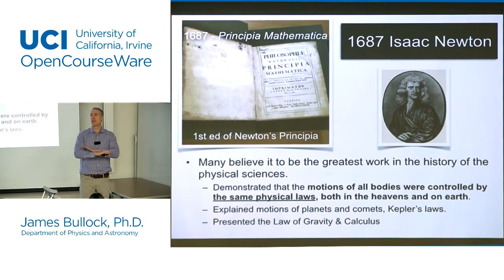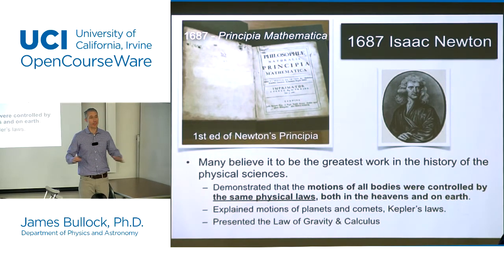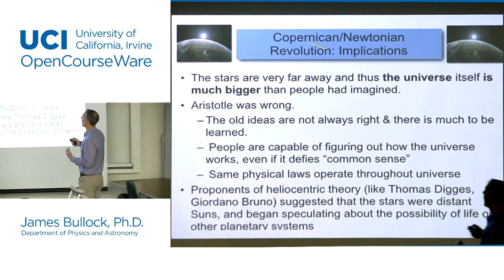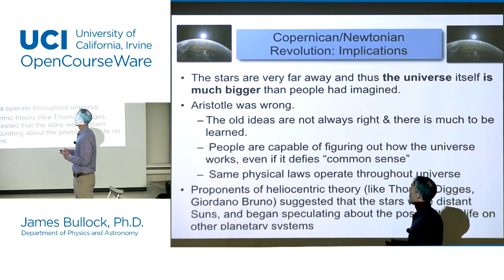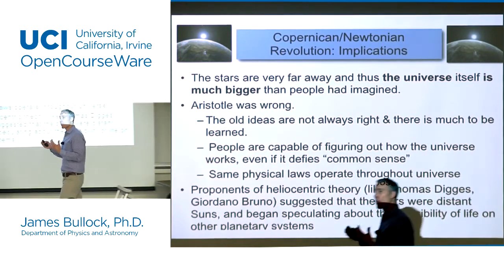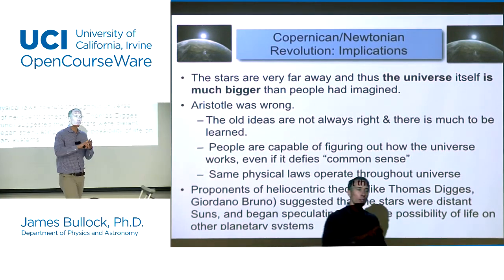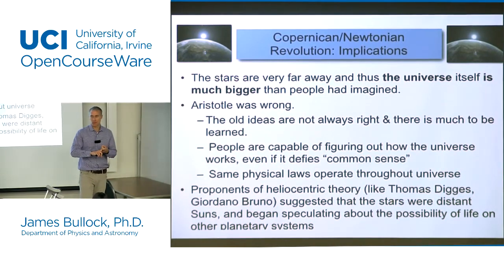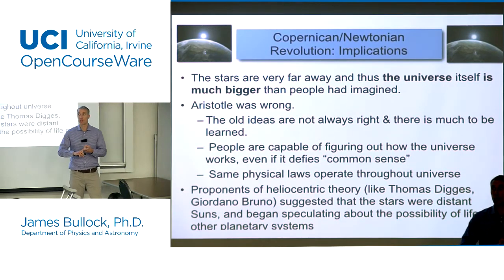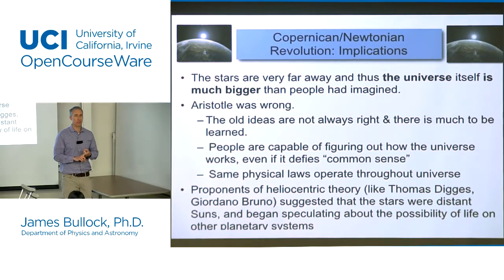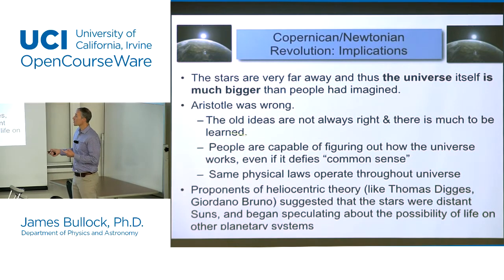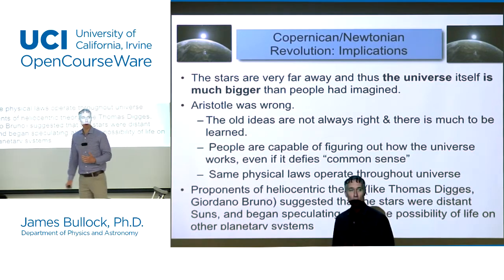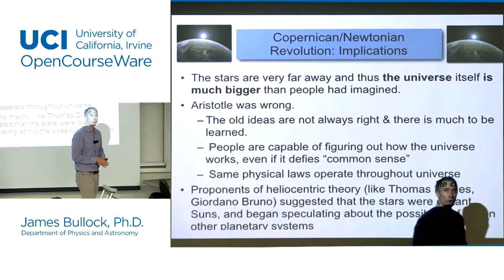And this was very much anti-Aristotle. This is not what Aristotle was preaching. So this Copernican/Newtonian revolution was very important because, number one, not only do we orbit the sun, but it means that the universe is much, much, much bigger than anyone thought possible, because we don't see that parallax shift of the stars. Aristotle was wrong. Admittedly, a very, very smart person, but the old ideas aren't always right.